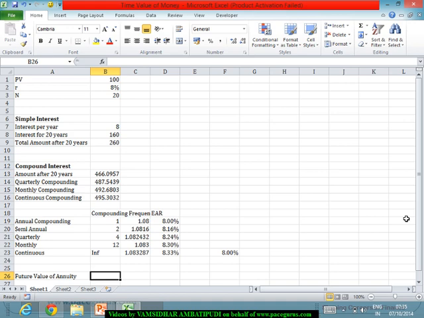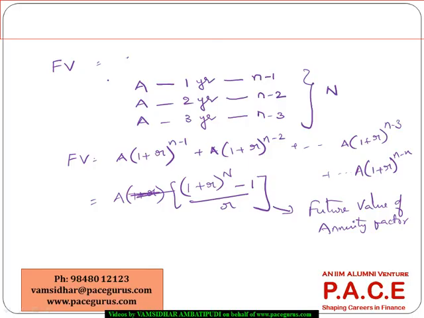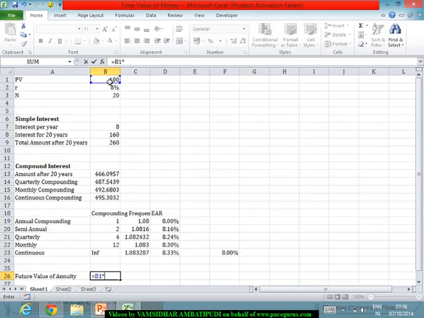So if I am looking at all those deposits, and all those deposits mature at the end of 20 years from now, what is the future value? That is what I talk about: the amount times the annuity factor, (1+r)^n - 1, this entire thing being divided by r.